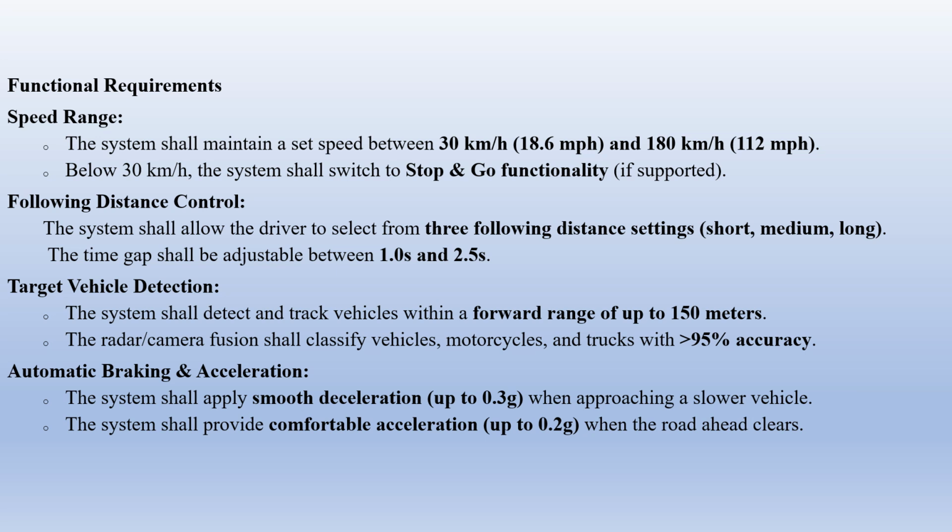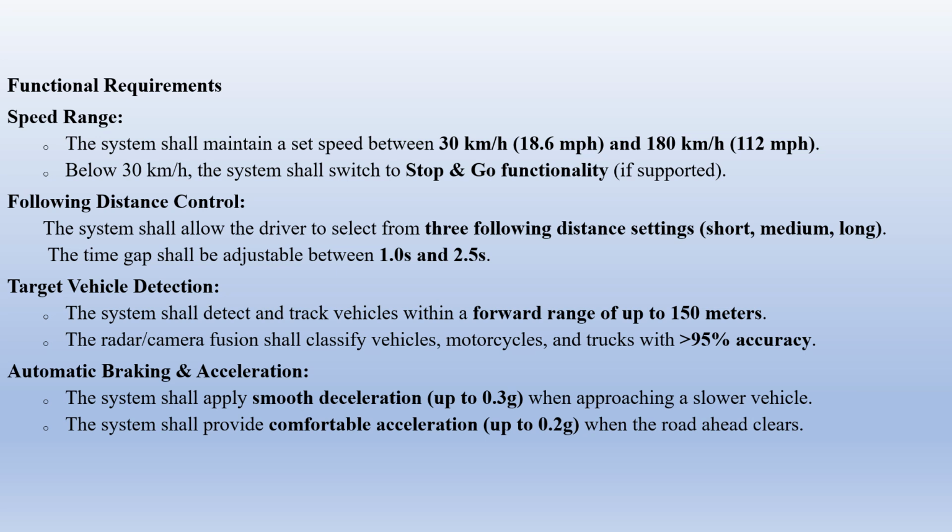Next is target vehicle detection. The system shall detect and track vehicles within its forward range of up to 150 meters. Now this is where the long range radar comes into the picture. The OEM will inform the tier 1 that we must be capable of detecting vehicles up to 150 meters ahead of us. And the radar camera fusion shall classify vehicles, trucks, and motorcycles with up to 95% accuracy. Ideally it should be 100% accuracy, but OEMs always give a small leeway to the tier 1 that it must be able to classify vehicles with 95% accuracy.